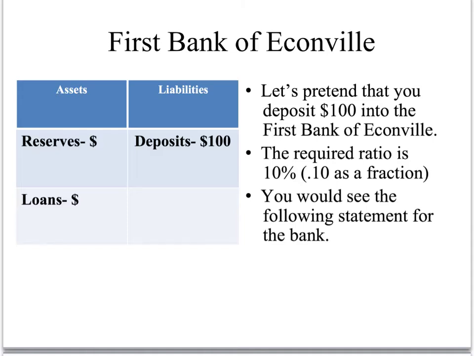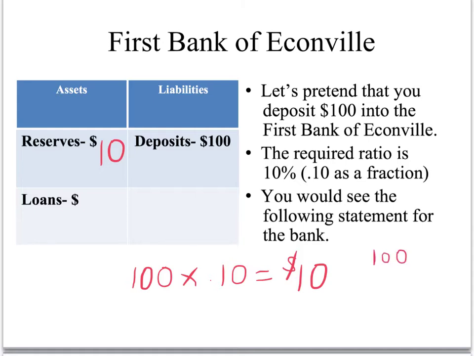Now, of that $100, they have to keep some in reserve, the required ratio. So we take your $100, multiply it by 0.10. That will give us the required reserves, or the money that they have to keep in reserve, which ends up being $10. So we'll put into reserves, they have $10, they have it on hand, that's an asset. The rest of that money, your $100 deposit minus the $10 they have to keep in reserves, will give us $90 that they can loan out.